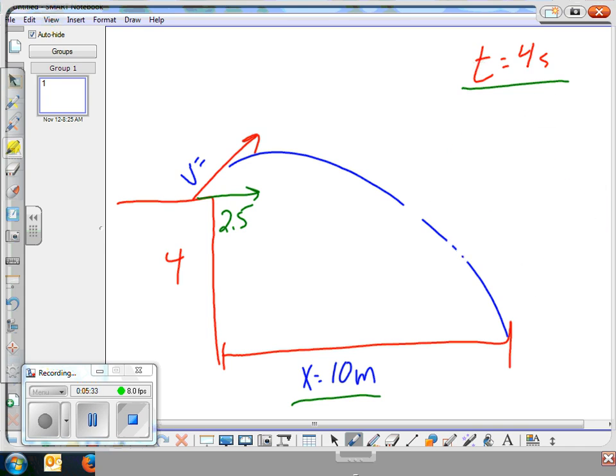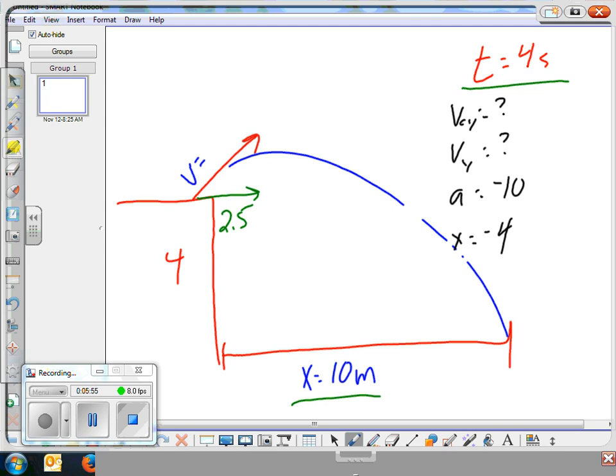Okay, so now I got to deal with the y stuff. So we have velocity initial in the y, equal to, we're not sure. Velocity final in the y, we're not sure. Acceleration we know is negative 10. Displacement has to be negative 4 then, right? That's what would trip people up.